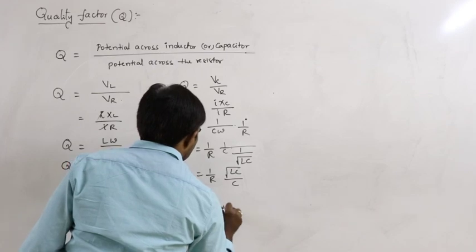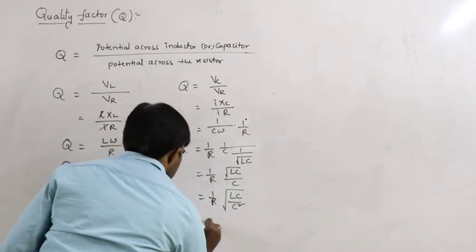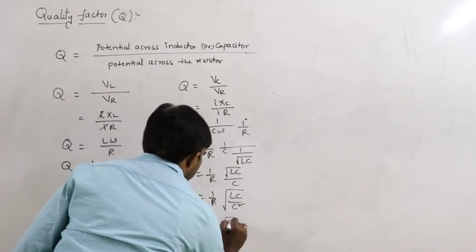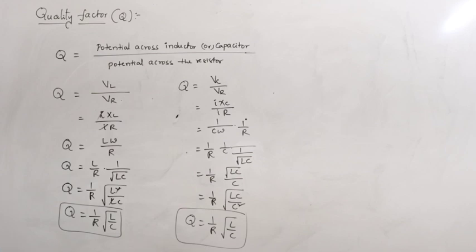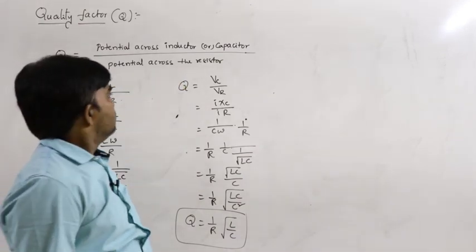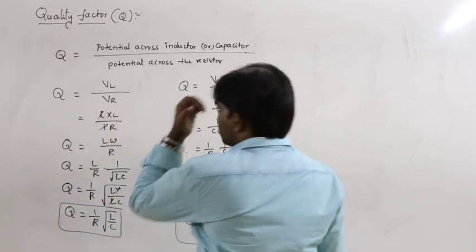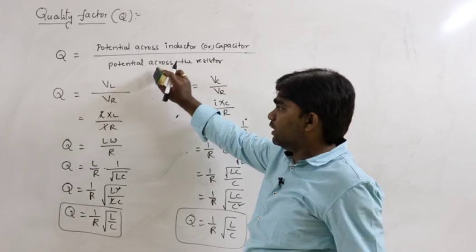1 by R into root of LC by C square. So therefore Q is equal to 1 by R into root of L by C. So this is the quality factor. How can you define the quality factor? The potential across the inductor or capacitor divided by the potential across the resistor. This is called the quality factor.